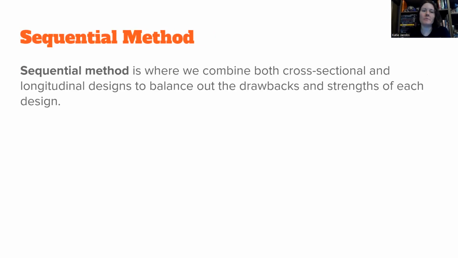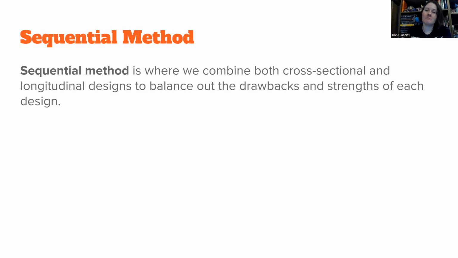We also have a sequential method, and this is where we combine both cross-sectional and longitudinal designs to balance out the drawbacks and strengths of each. So for example, longitudinal is great because we don't see the cohort effects necessarily within the particular study, but longitudinal studies are very expensive. They take a lot of time, and we can see some cohort effects with it too, because if we're tracking millennials, whatever we see with millennials may not go with other generations, right? Generation X, or baby boomers, or Generation Y, or Generation Z, or Generation Alpha.